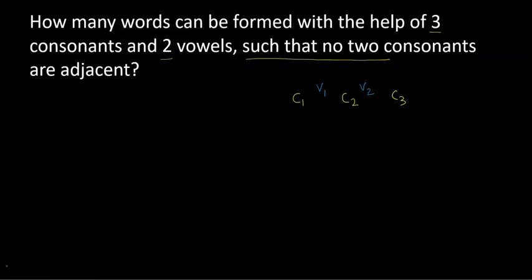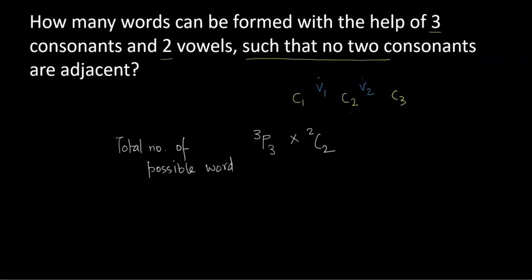Now, the problem seems very straightforward to me. I've got three consonants. So you can think about in how many ways they can be arranged at three different places, and in how many ways these two vowels can be arranged at two different places. Fundamentally, three consonants have three places to get arranged, so they can be arranged in 3P3 ways. And the next thing, the two vowels can be arranged in 2P2 ways. So these are the total number of possible words.